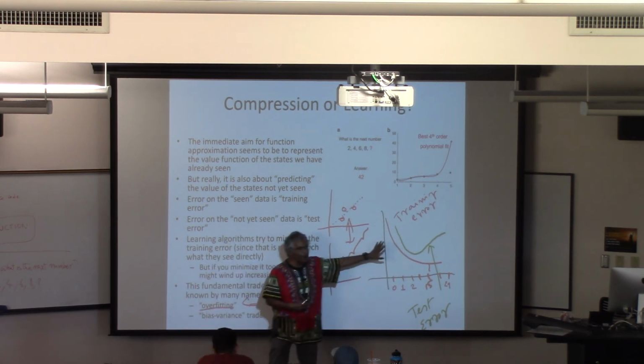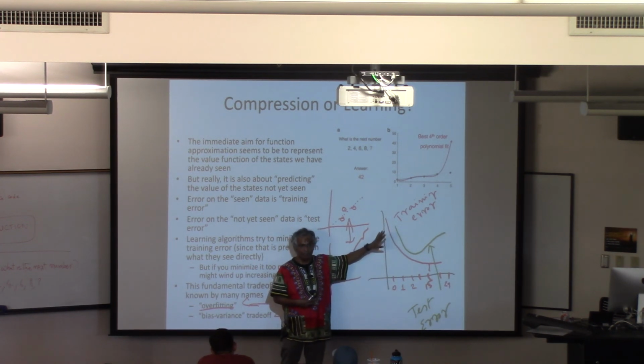This is one of the fundamental curves of generalization. This is the bias-variance trade-off. This is overfitting.